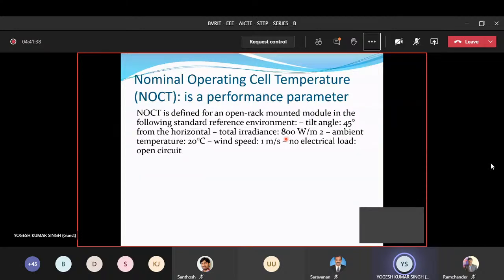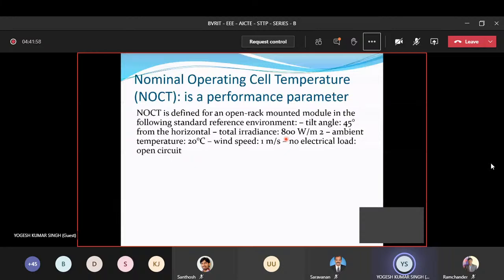So what is the meaning of ambient and module temperature? Ambient means the outdoor temperature. If the outdoor temperature is 30 degrees centigrade, then definitely your module will be working at around 50 or 55 degrees centigrade. So that is the condition, and with the help of that, you can define the NOCT.